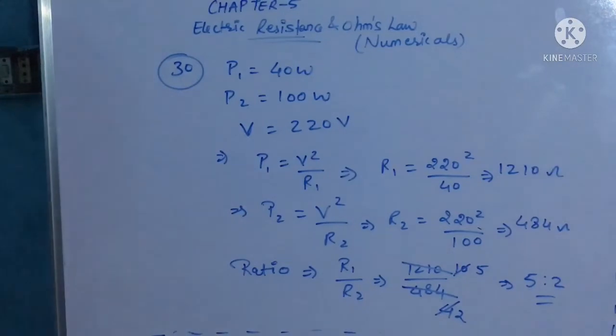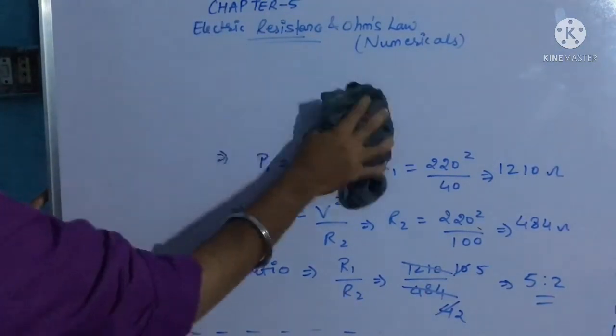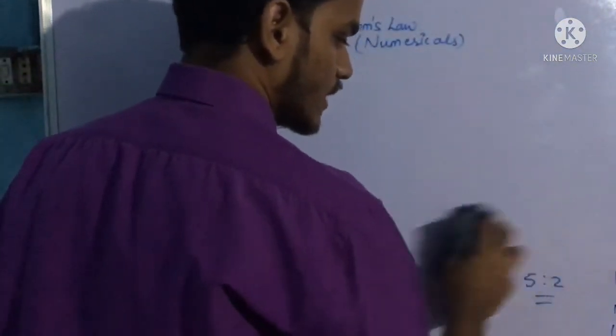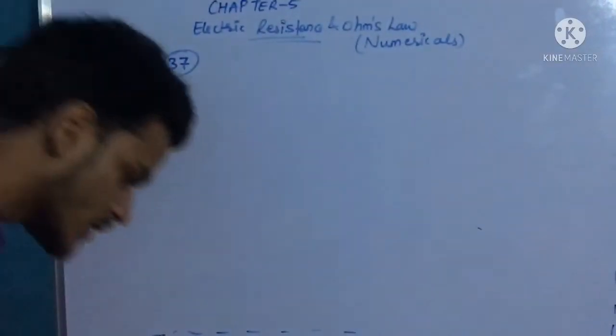Now the next question, which is question number 37. This is also an important question. You must know how to do this type of question, because this type of question is generally asked in the exam also. Now, question number 37. What does the question say?